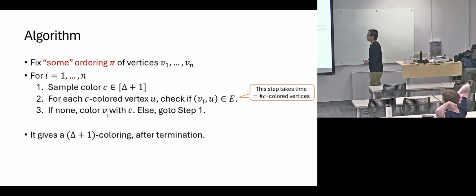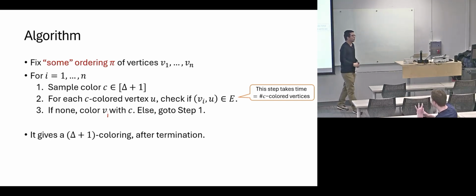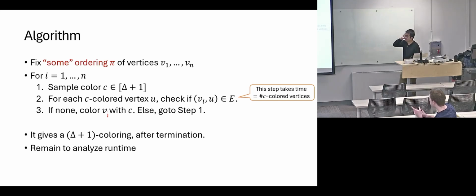So you see that at the end, once you terminate, you get a delta plus 1 coloring, just because before we color v_i, we make sure that v_i is not adjacent to any node with the same color, and we choose a color from this set. So you get a valid coloring. So now the only question we need to ask is how fast this algorithm is. Okay, so let's try to analyze this.